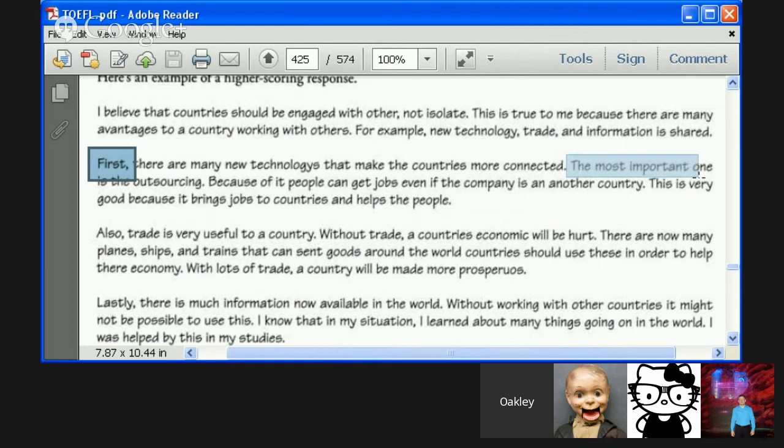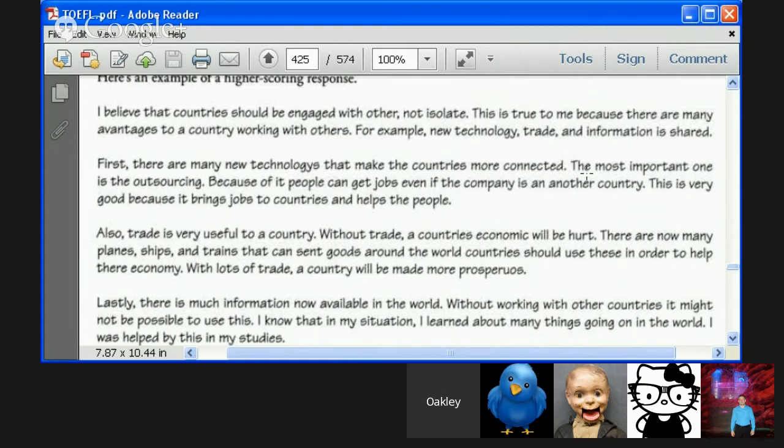Next sentence. Yeah. The most important one is the outsourcing. Okay. Is there any problem? Maybe there's not. Yeah. Okay. It's okay. Yes. Technically speaking, it is okay. I would say the most important one is outsourcing without the. Oh, without the. Hang on. Let me think about that. The most. Oh yeah, you're right. I almost missed that. Yeah, you don't need the here. That is true.